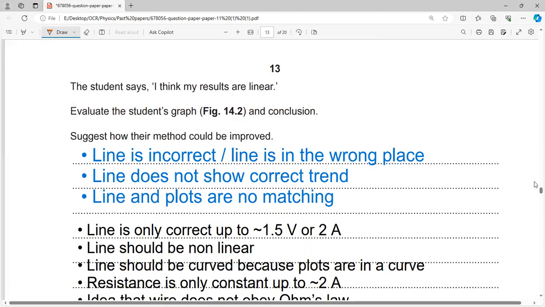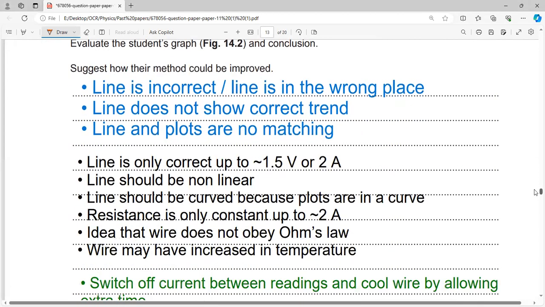Now here, there's a question. You need to first describe. So in the description, the line is incorrect. The line is in the wrong place. Why? Because it's not coinciding with all the plotted points. So the line does not show a correct trend. The line and the plots are not matching. So that's your description. Number two, you need to give an explanation or conclusions.